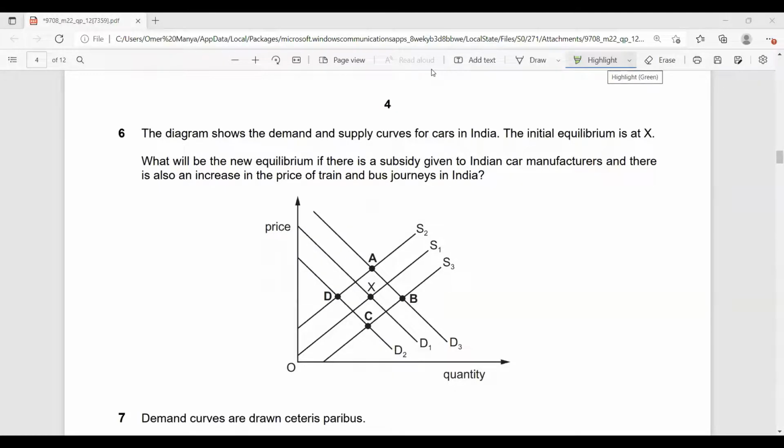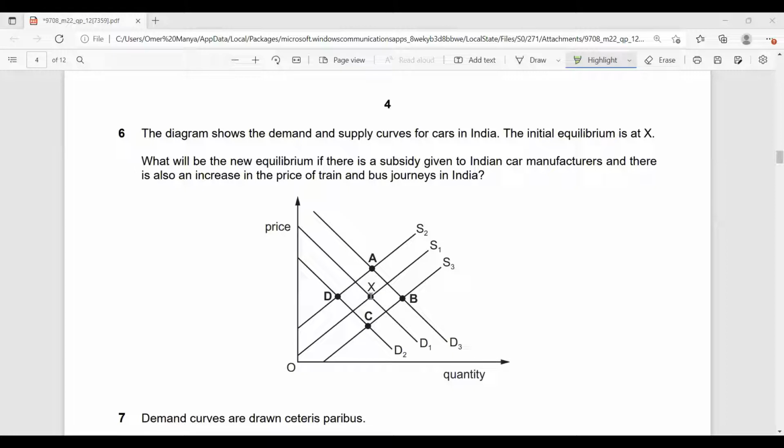Question 6, the diagram shows the demand and supply curves for cars in India. The initial equilibrium is at X. What will be the new equilibrium if there is a subsidy given to Indian car manufacturers and there's also an increase in the price of train and bus journeys in India? Whenever you see a question like this with a bunch of supply curves and demand curves, I suggest you place your pen on the first equilibrium point, which here is X. So you place your pen on that point and you take the information one at a time.